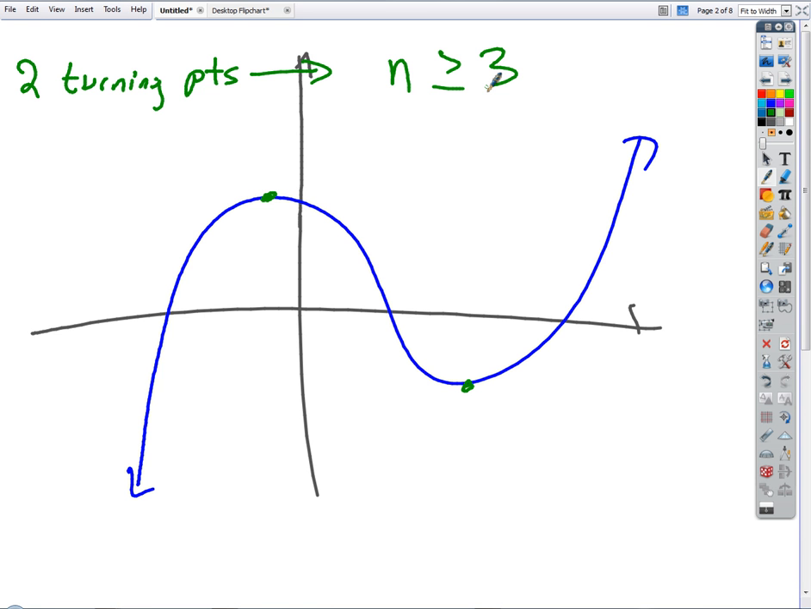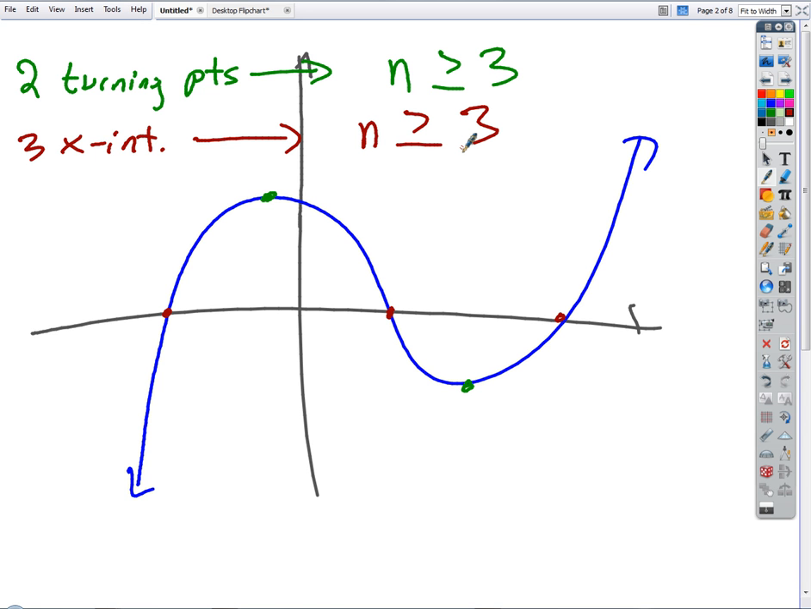The number of real zeros, so the number of x-intercepts. So there, how many x-intercepts are there? 3. So there are 3 x-intercepts. That tells us if there are 3 x-intercepts, the degree of the polynomial must be at least 3. It's got to be at least as high as the number of x-intercepts. So that tells us that n has to be greater than or equal to 3.